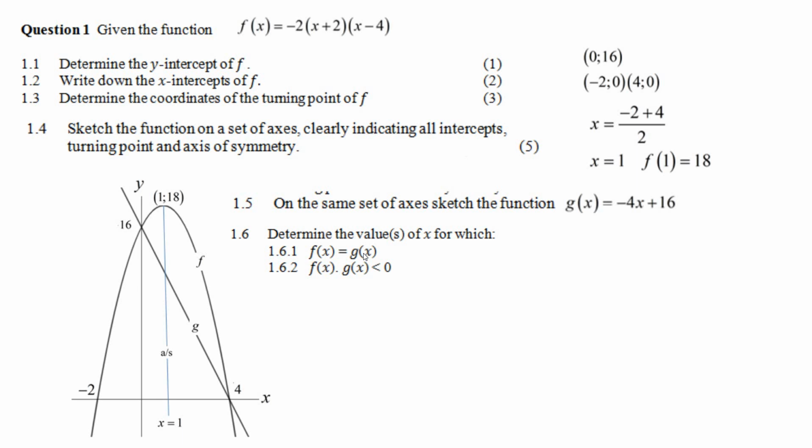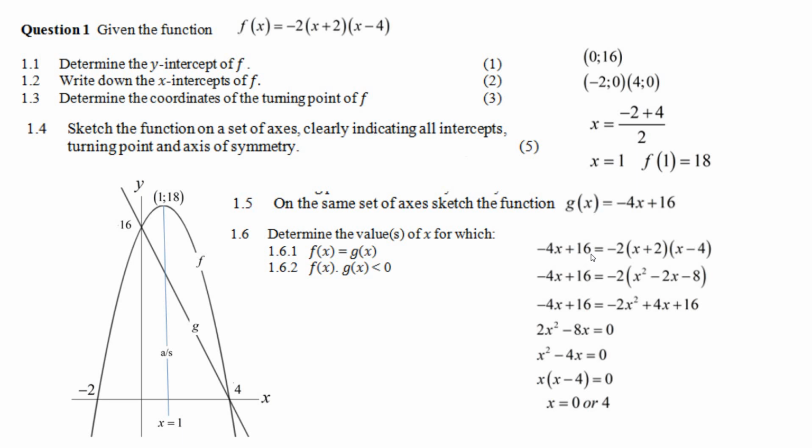Now, where does f equal g? Well, we should find the values of x where f equals g. If you can just remember this, all you do is take the function f and make it equal g. That's what I did. There's g. I make it equal f. Then I multiply it out. You'll get x squared minus 2x minus 8 here. Multiply that -2 times everything, you get -2x squared plus 4x plus 16.